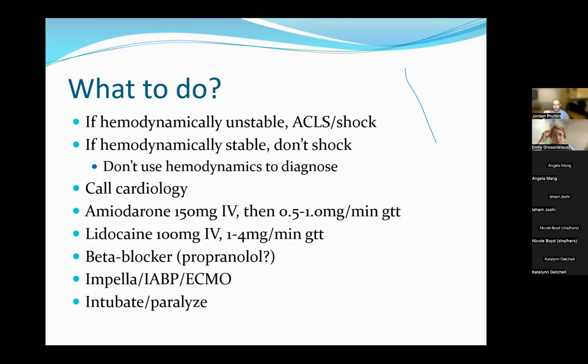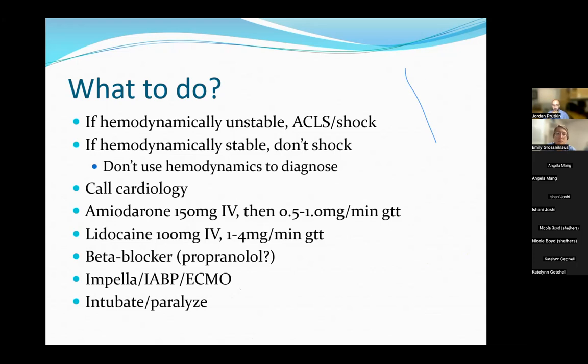Call us in cardiology or electrophysiology. But if you're already on a cardiology service, what are you going to do? So you're going to give amiodarone, 150 milligrams IV, if you're talking about stable VT, and then you'll do a drip. If you need to, you might give lidocaine also. We have patients who are in a VT storm and we'll be using both medications.